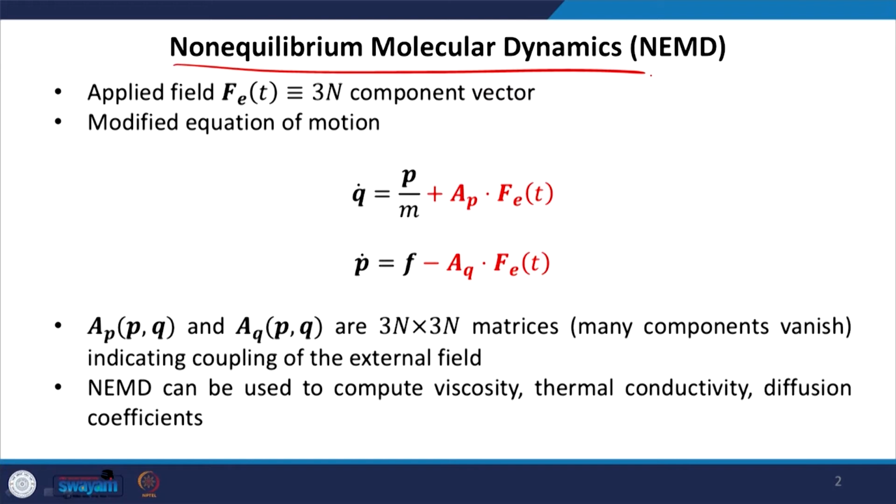So, the first class of methods is non-equilibrium molecular dynamics. In this case, we are interested in an external field that is being applied on the system. Let us say I call it by a vector F_ext, and this is a 3N component vector corresponding to an N particle system. So, every particle can be experiencing not only the force due to other particles, but an applied force coming from the external field, and that force will have 3 components for every particle. So, in total the force is going to have 3N components.